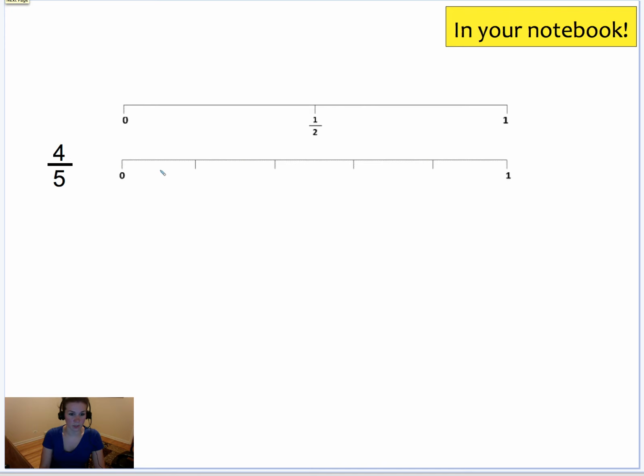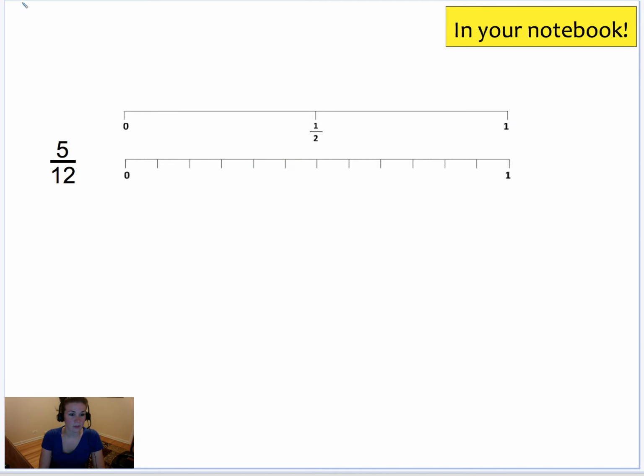So here I have 0 to 1, and I've divided it into 1, 2, 3, 4, and 5 equal parts. Now the numerator tells me 4, so I'm going 1, 2, 3, 4. So my point would be right there. And now from that I can tell that 4/5 is closest to 1 because looking at the number line up here from 0, half, and 1, 4/5 right here is closest to the whole number 1.